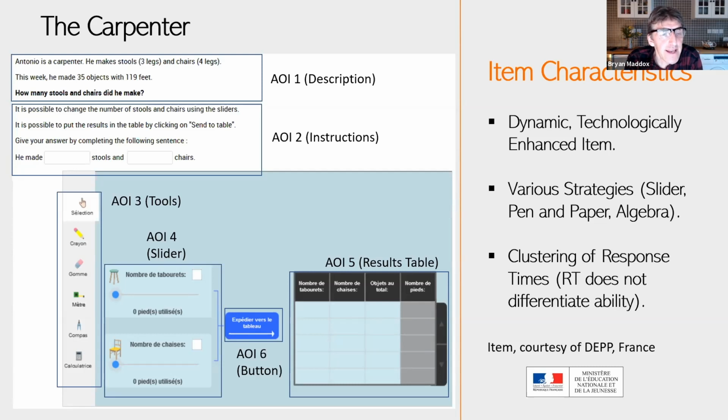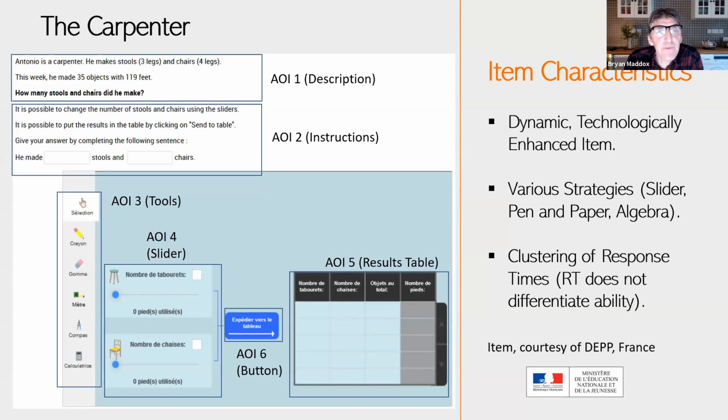AOI 4 is a slider. So there's some really cool interactive dynamic content in this particular item. In order to find the answer to the question, they're able to use the slider and move the slider and then press the button AOI 6, and then it populates the table AOI 5, the results table.